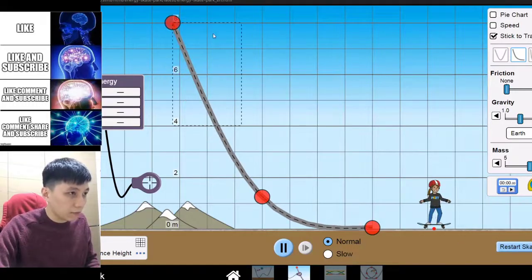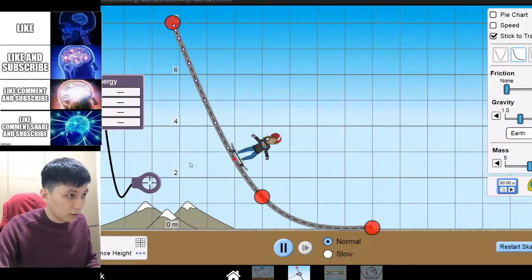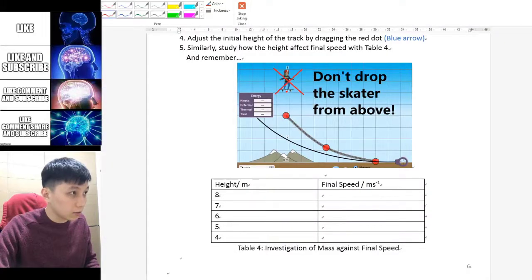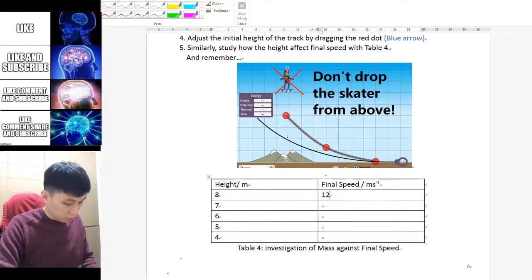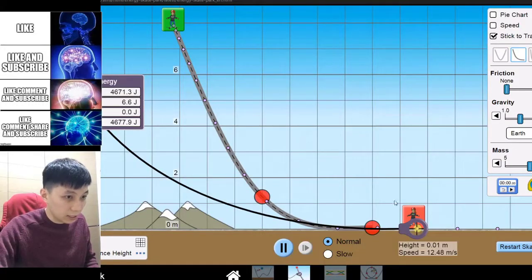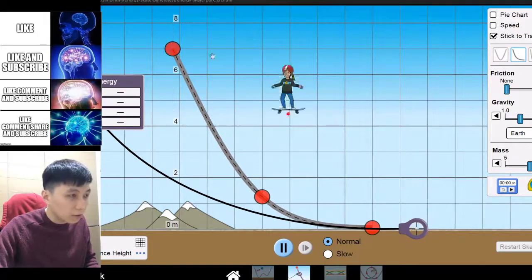And so let's start with 8 meters, and we should find 12.48. So let's go and type here 12.48, and then repeat the same for the others. So maybe we have to adjust like this. Notice that you should do the center of the red dots.